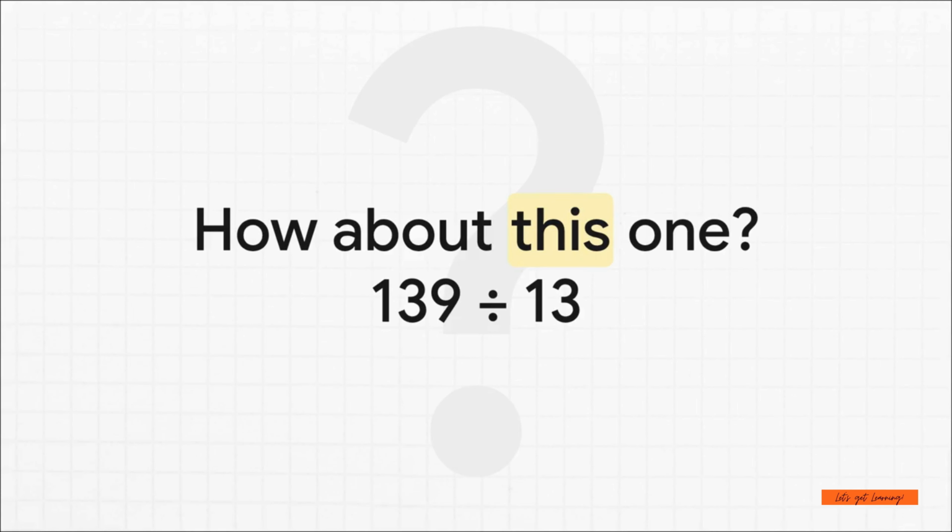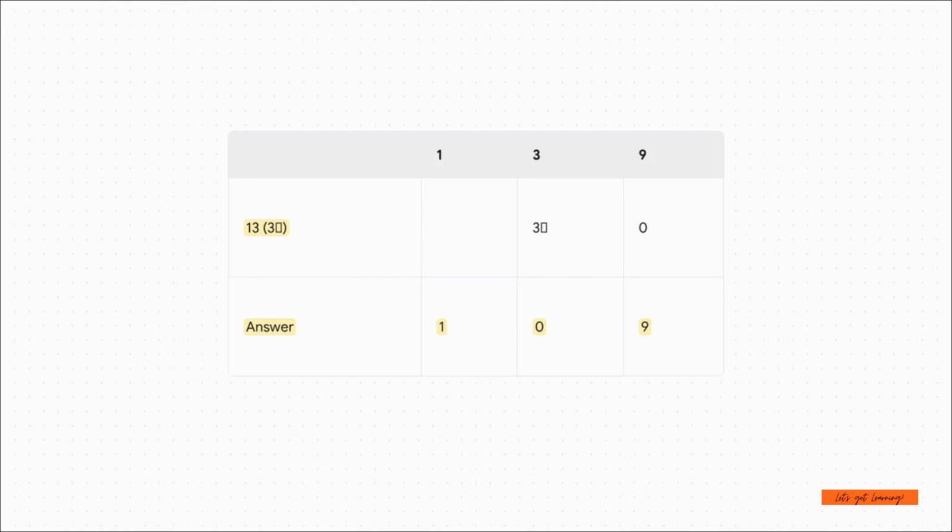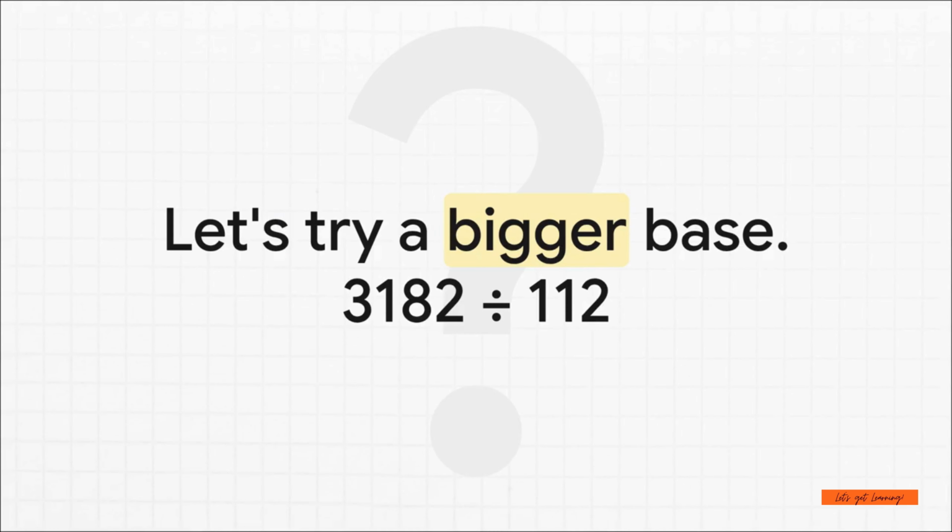Let's do 139 divided by 13. The divisor is 13, our base is 10, so our multiplier is going to be 3 bar. Following the same logic, you already know the drill. We end up with a quotient of 10 and a remainder of 9. It's amazing how fast this is once you see the pattern, isn't it? Okay, so far our multipliers have just been single digits. What about something a little bigger?